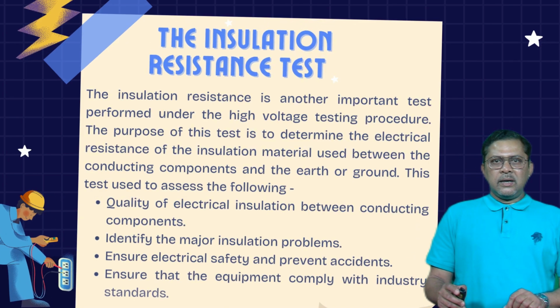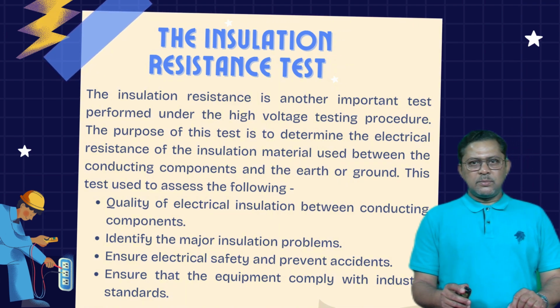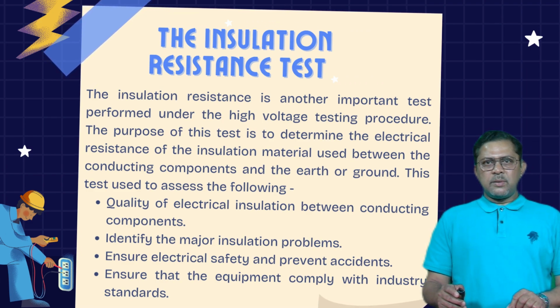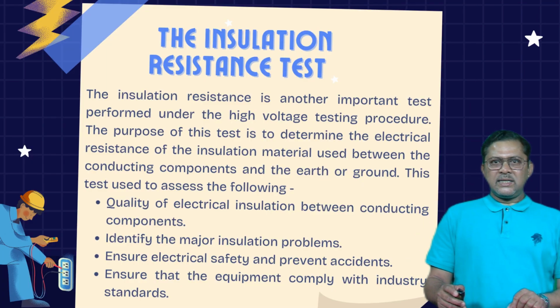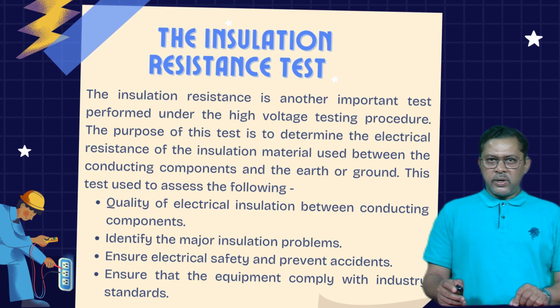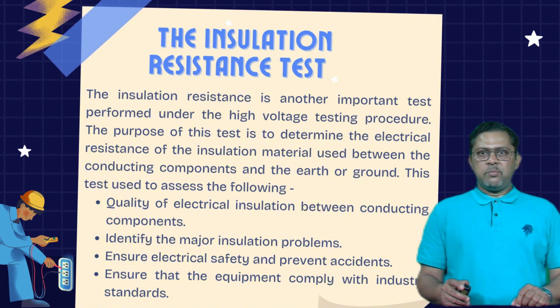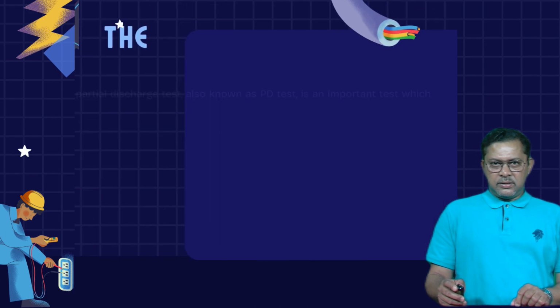Another important test is the insulation resistance test. This test is an important test performed under the high voltage testing procedure. The purpose of this test is to determine the electrical resistance of the insulation material used between the conducting components and the earth or ground. This test is used to assess the following conditions: quality of the electrical insulation between conducting components, identify the major insulation problems, ensure electrical safety and prevent accidents, ensure that the equipment complies with industry standards.